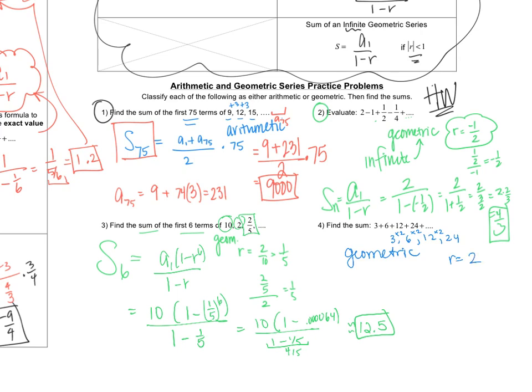Now this time I noticed that it's an infinite series. But since r is 2, it's just getting bigger and bigger and bigger, and so the sum does not exist. And that's what we got.